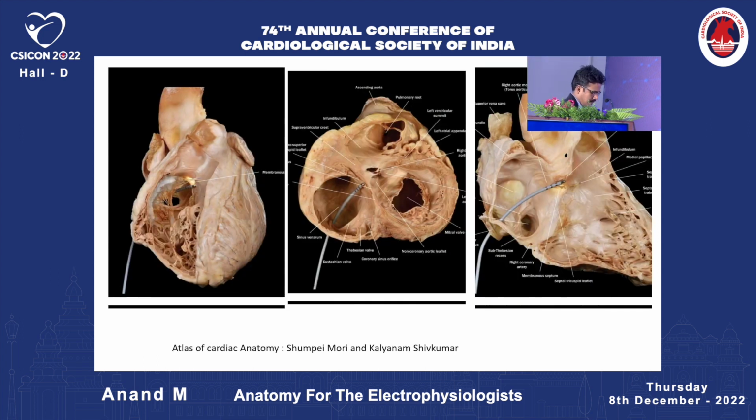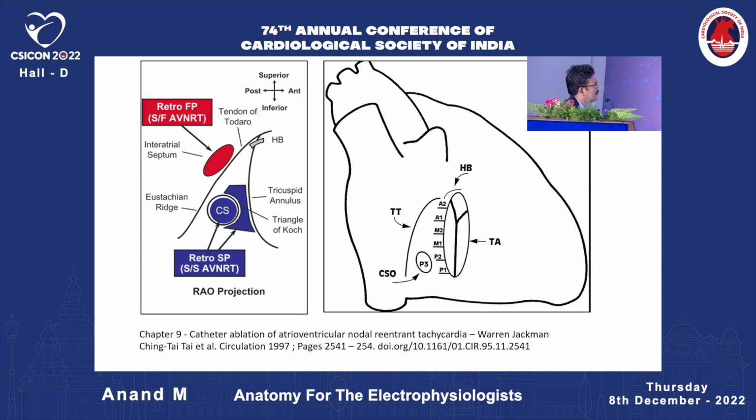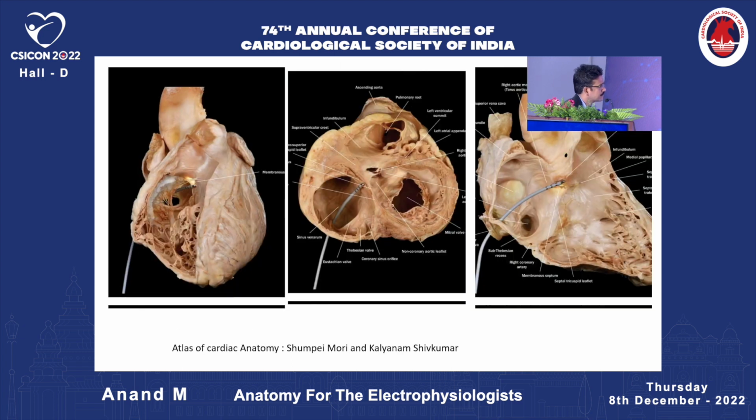You can see in the left-hand figure, this blue is the typical right inferior extension of the slow pathway, while the red behind the tendon of Todaro is the fast pathway of the AV nodal reentrant circuit. So ablation below is safe. As you go higher and higher, the chance of AV block is greater because of injury to the AV node, or, very rarely, when you go more posterior behind the tendon of Todaro, there is injury to the fast pathway, which also increases the risk of AV block.